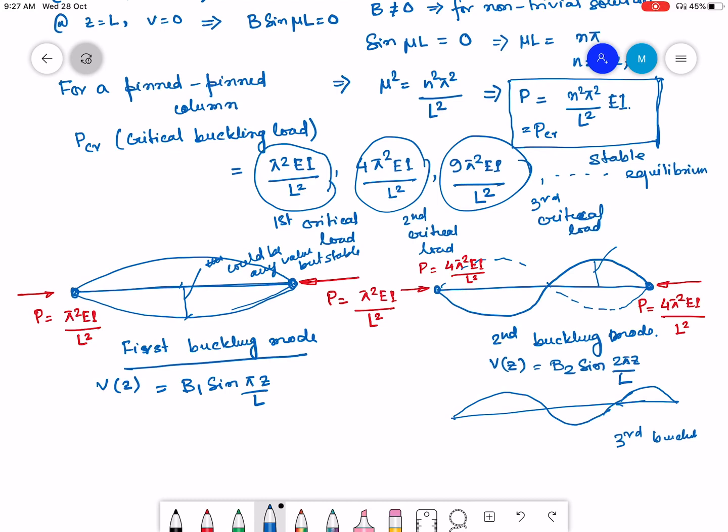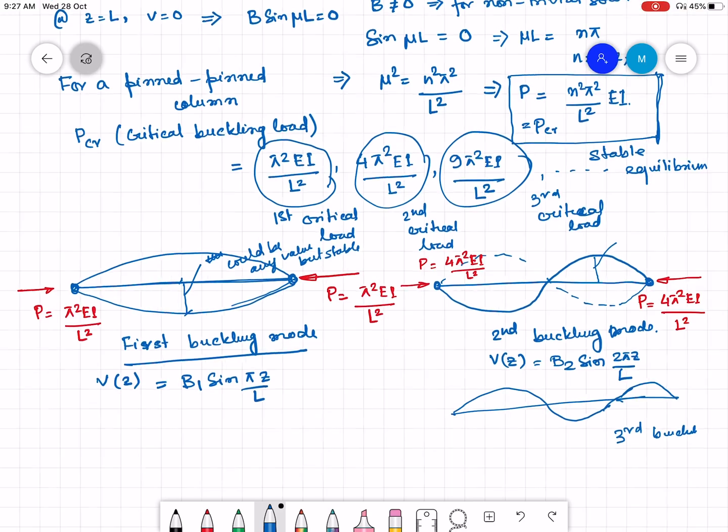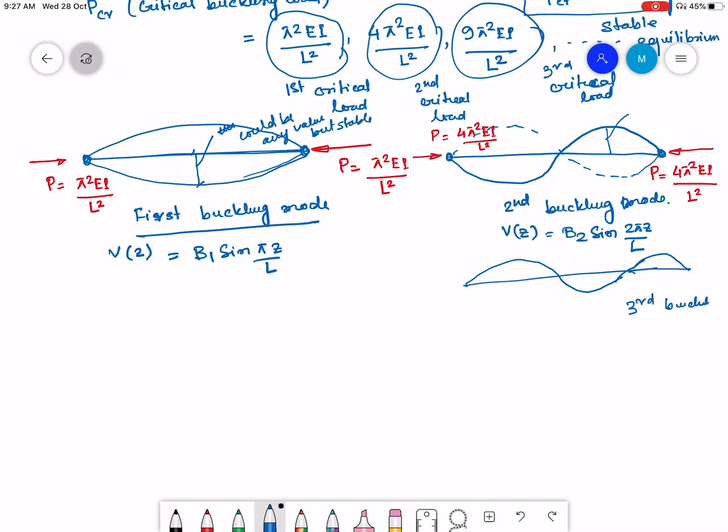So this kind of analysis, if you can appreciate, is an eigenvalue kind of analysis. Therefore these solutions are called the eigenvalue solutions, and the shapes are actually the eigenfunctions. So the critical value, which is pi square EI by L square, is the eigenvalue of the solution, and this is the eigenfunction.